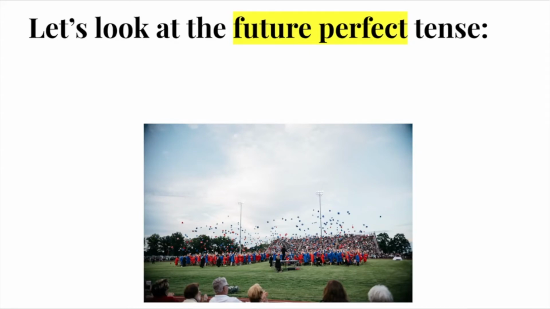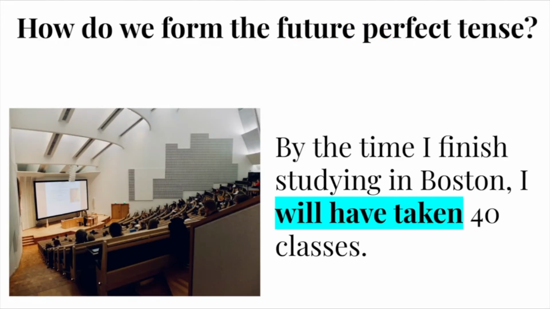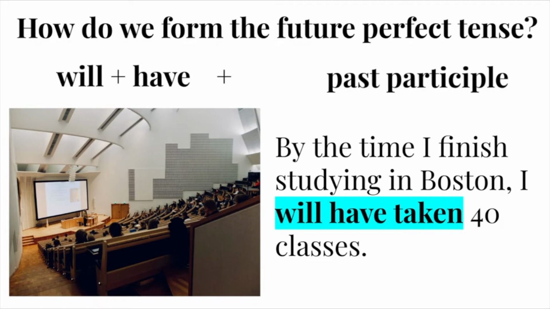Okay, let's look at the future perfect tense now. By the time I finish studying in Boston, I will have taken 40 classes. Will have taken. How do we form the future perfect tense? You have will plus have plus the past participle. I know it's a little bit confusing because you're talking about the future, but then you use the past participle to talk about the future. It's like a future past event. So you're looking toward the future and trying to say what will happen by the time you do something. So by the time I finish studying in Boston, I will have taken 40 classes.